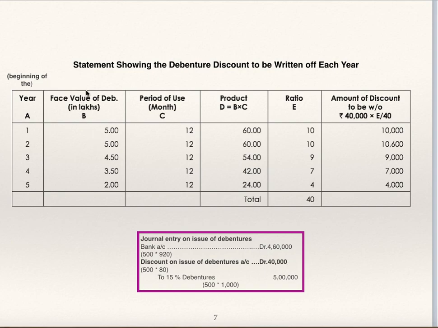Now here at the beginning of the first year they were having debentures worth 5 lakhs. At the beginning of second year they were having debentures worth rupees 5 lakhs. At the end of second year they have redeemed debentures worth 50,000. So at the beginning of third year they were having debentures worth rupees 4,50,000. At the beginning of fourth year, rupees 3,50,000. And at the beginning of fifth year, rupees 2 lakhs.